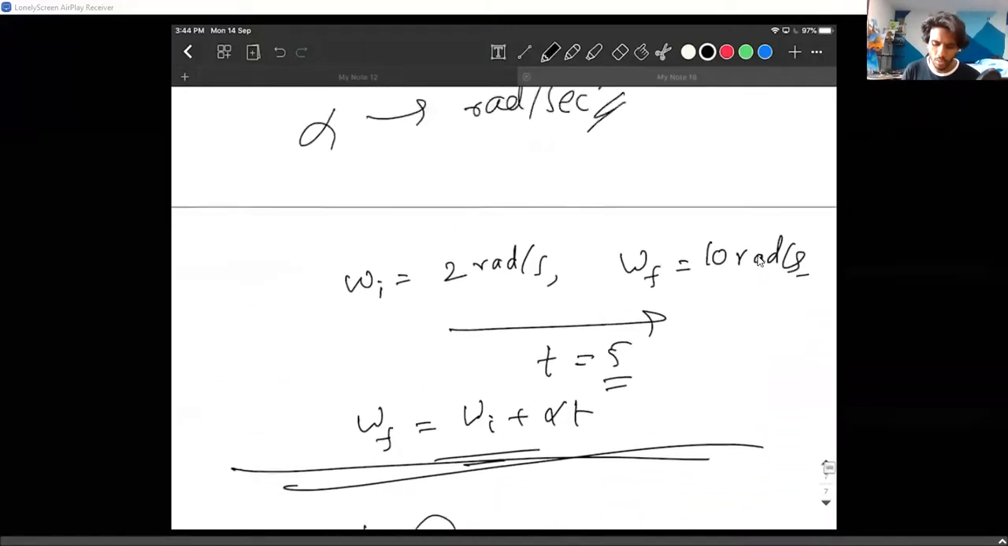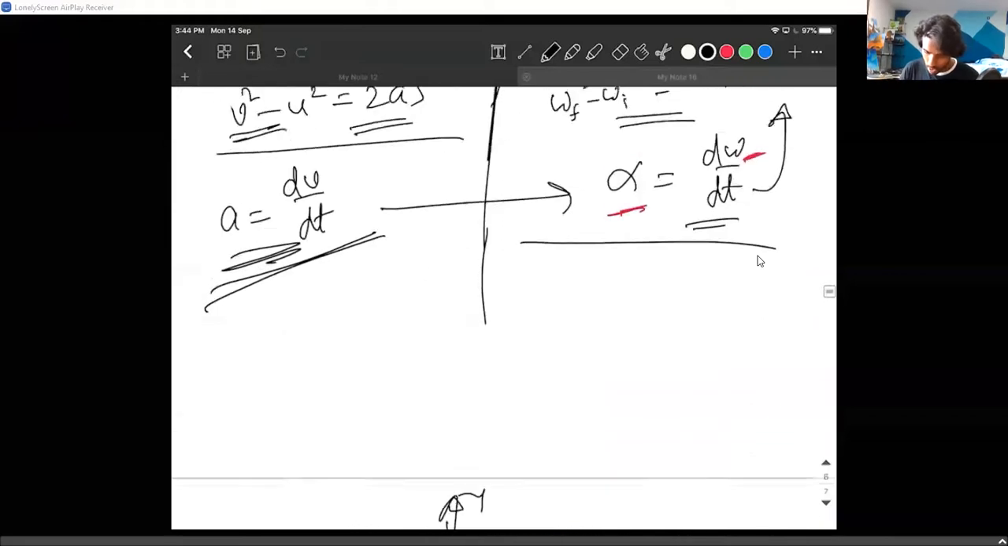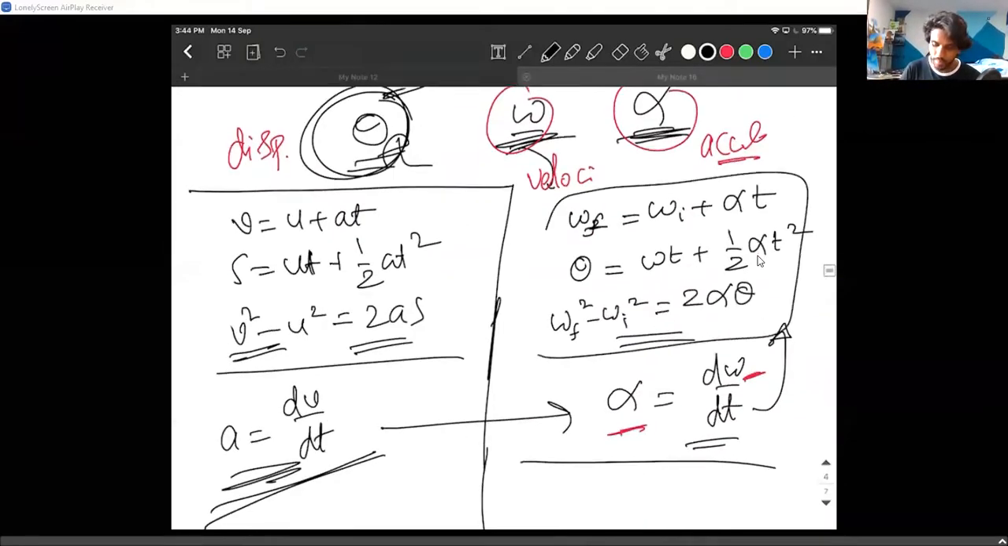Like they might ask you problems on these equations only. You don't really have difficult problems on this part.